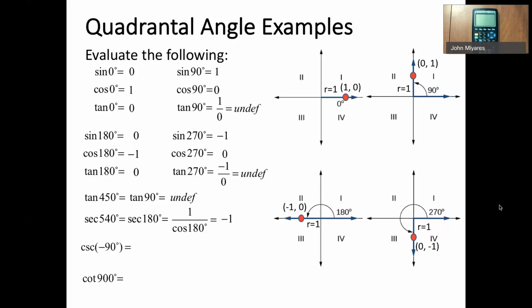Here's a couple you can try on your own. Pause the video and see if you can determine what the cosecant of -90 degrees and the cotangent of 900 degrees are going to be. Remember, you'll need to first figure out which of these angles they are coterminal with, then remember which trig ratios are the reciprocals of these. Let's pause the video and see what you can come up with on your own.